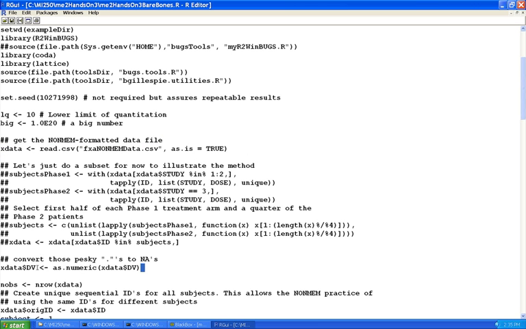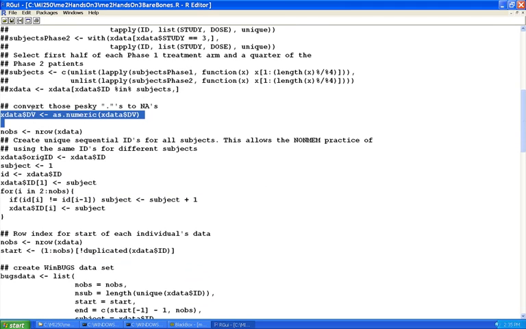We've got the DVs, which, recall, used periods in there, and in both R and BUGS world we're going to want to use NAs for missing. So this next step takes care of that by just doing the as numeric step applied to the DV column. Then our number of observations is just going to be the number of rows inside of our data set.